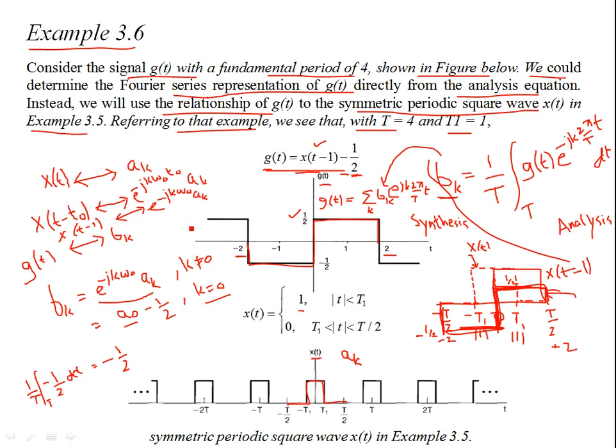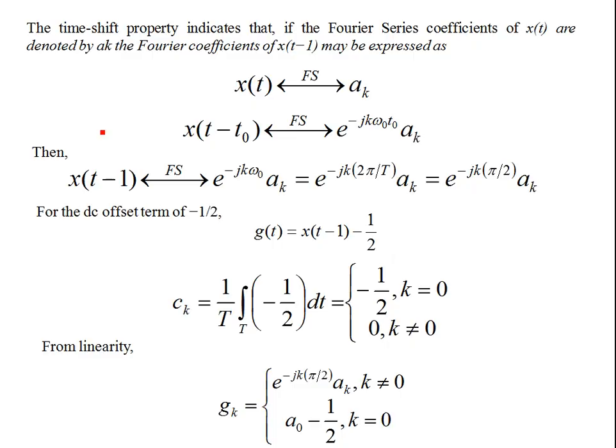We have determined it. All you need to know now is the a_k's, which are already determined in example 3.5. So let's go on substituting that. Here, it's just the same thing which I've said.